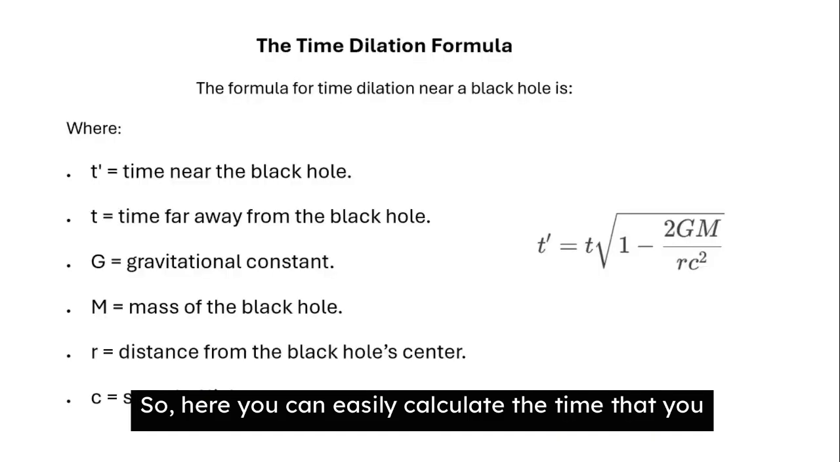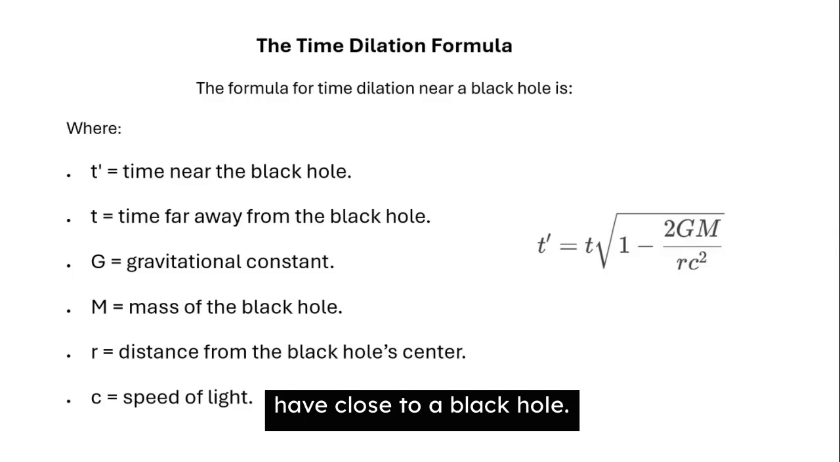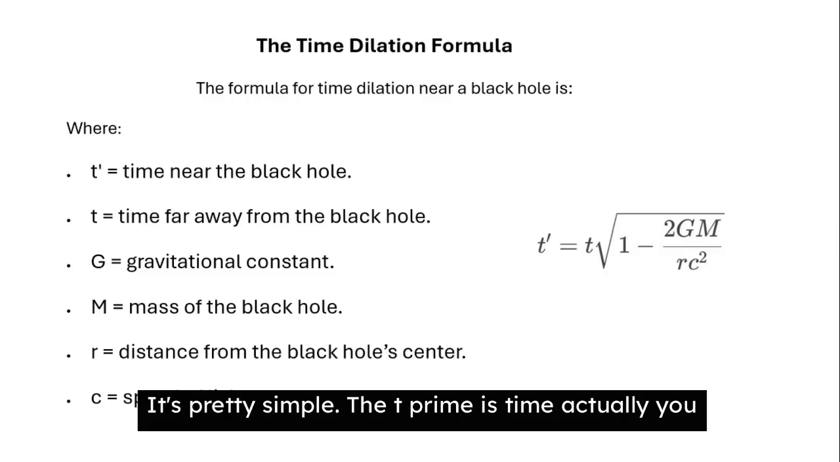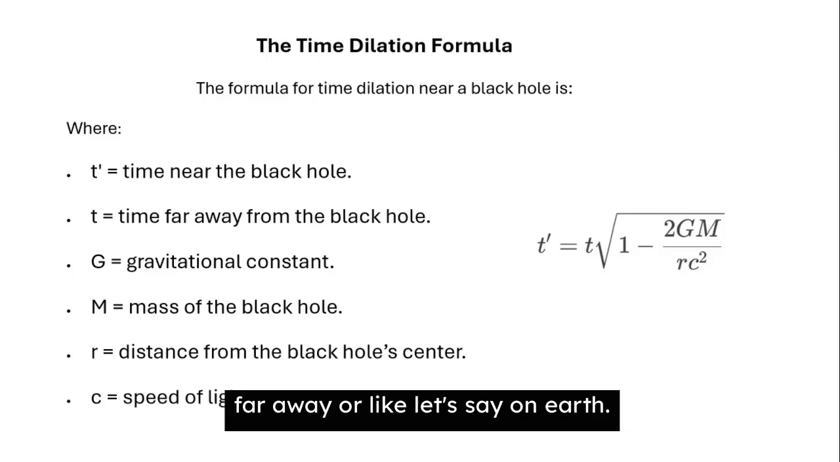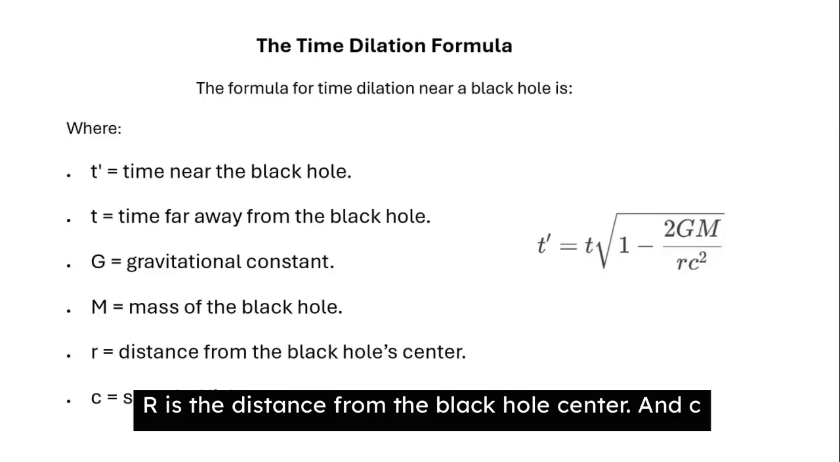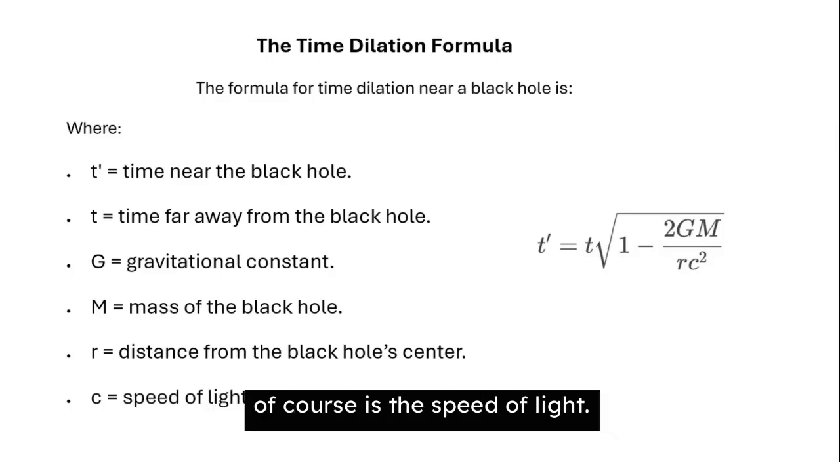So here you can easily calculate the time you experience close to a black hole. It's pretty simple. T prime is the time you actually experience when you are close to the black hole. T is the time that another person has far away, let's say on Earth. G is the gravitational constant, M is the mass of the black hole, R is the distance from the black hole's center, and C, of course, is the speed of light.